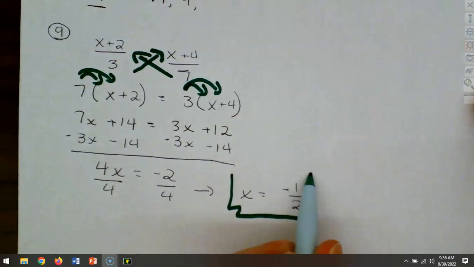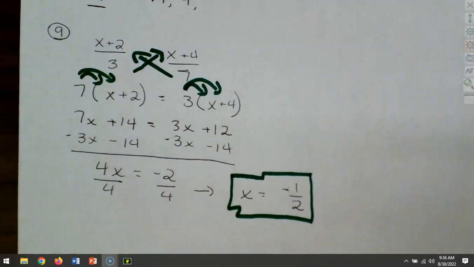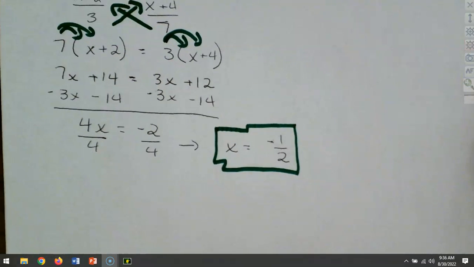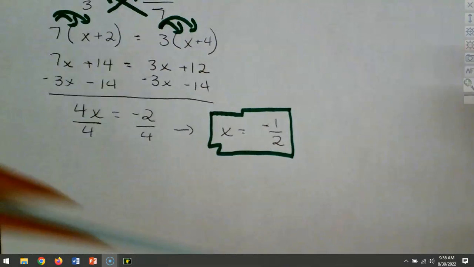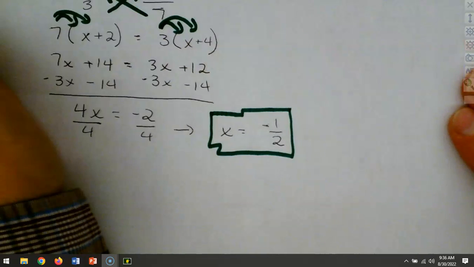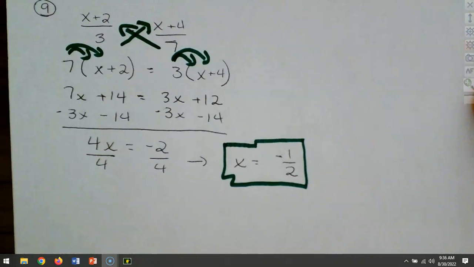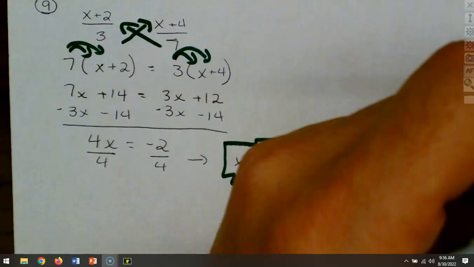I'm not requiring you to write it down, but what type of equation would this be? Conditional, contradiction, or an identity? Does anyone remember? This would be conditional. Why? Because we have an answer, right? When you solve it and you get an answer, that means it's conditional. Yep, that's question 9, and that's out of 1.